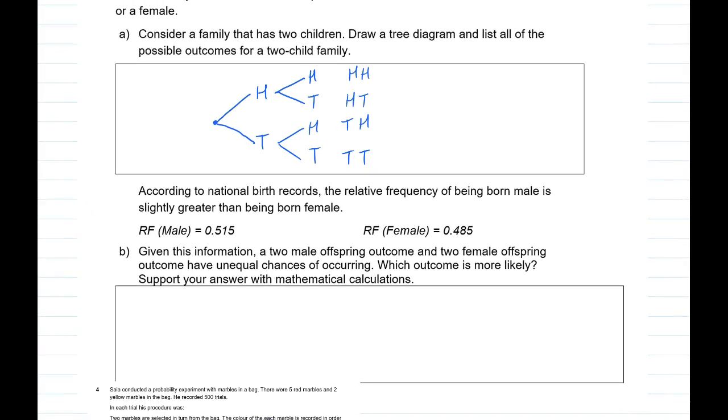Okay, now this second question gets a little bit trickier. Here we've decided that males are that little bit more common than females. So it's just slightly more likely to have a male child than a female child. Okay, so we've got to adjust the probabilities and write down which outcome is more likely and support your answer with mathematical calculations.